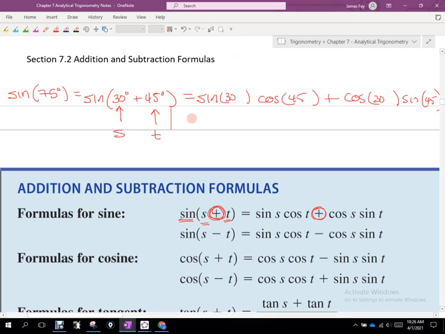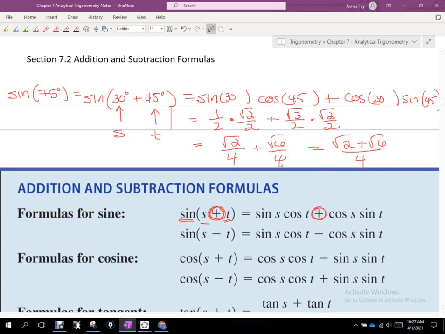So now we should be able to evaluate. What is the sine of 30? 1/2. What is the cosine of 45? Radical 2 over 2. Okay. Plus, then, what's the cosine of 30? Okay. What's 1 times radical 2? That's all over 4, right? Plus, then, so that's going to turn into radical 2 plus radical 6 over 4. Okay? That's the sine of 75.